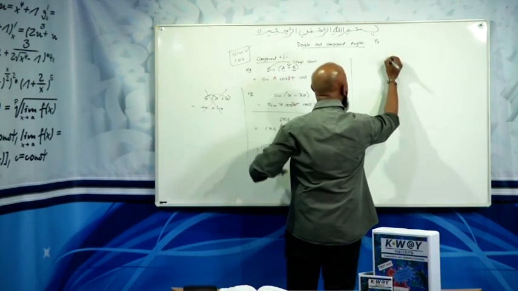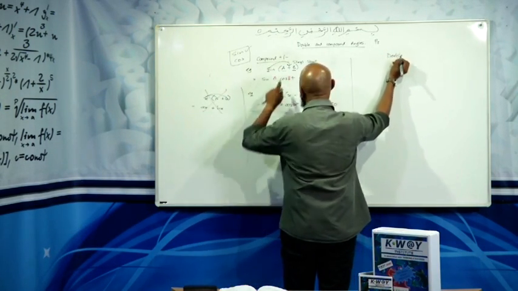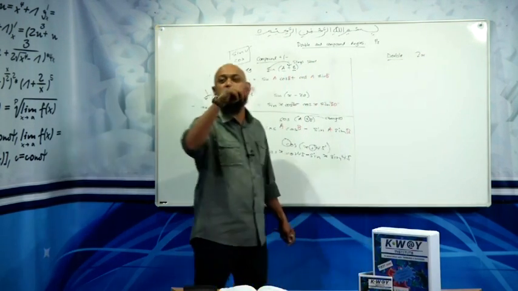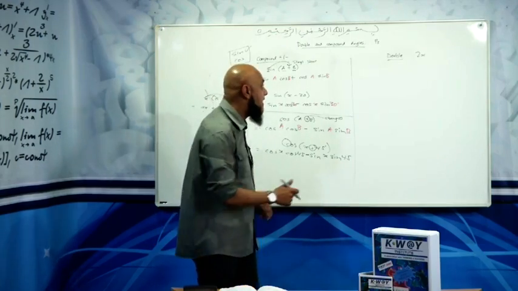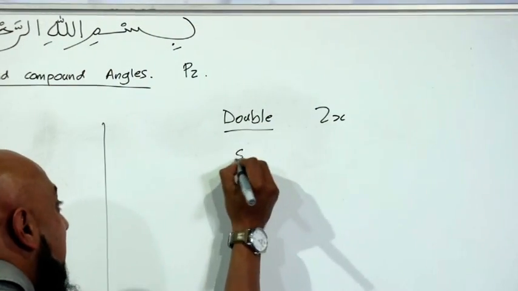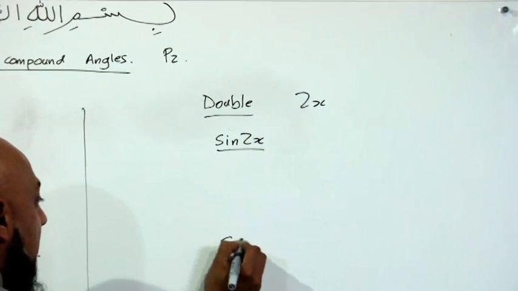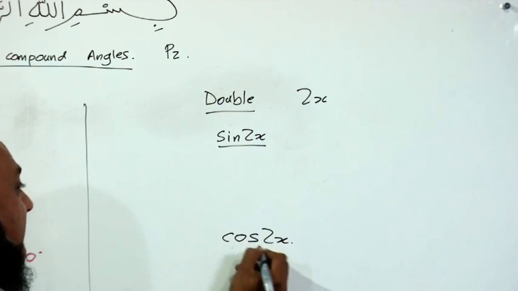We're now going on to the double angle. Now compound means plus or minus. The double angle means 2x. When an angle is multiplied, 2 times an angle is double. And we know that we have the sine double angle and we have the cos double angle. So we have sine 2x, cos 2x.